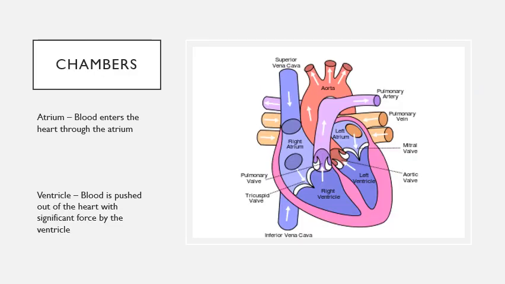So blood enters through the atrium. Has anyone taken Latin? Okay, so atrium, in a Roman house, the atrium is the entrance. That doesn't help anybody, so you just have to know atrium, it comes in. A is the first letter. The ventricle pushes blood out, and it pushes it using a significant amount of force.